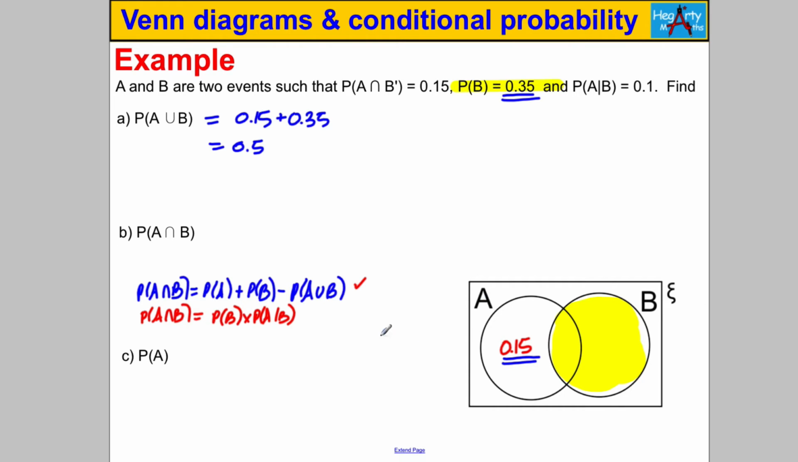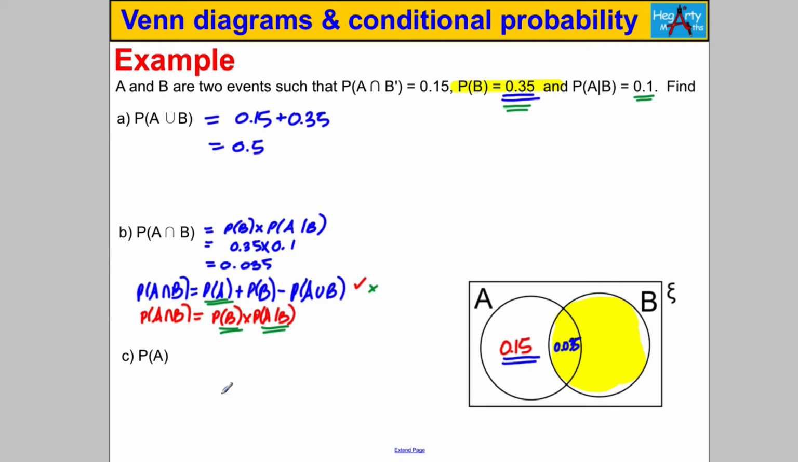Now, which one is useful to us? The first one isn't, because we don't actually know the probability of A yet. We just know the probability of A not B, and we also don't know the probability of A intersection B, which we're trying to find out. So this one's not going to be useful, but this one is, because we do know the probability of B, it's given, and we do know the probability of A given B, it's given up here. So we can just state that this is the probability of B multiplied by the probability of A given B, which is equal to 0.35 multiplied by 0.1, which is 0.035. Now let's put that in the diagram. Let's put that in here, 0.035.